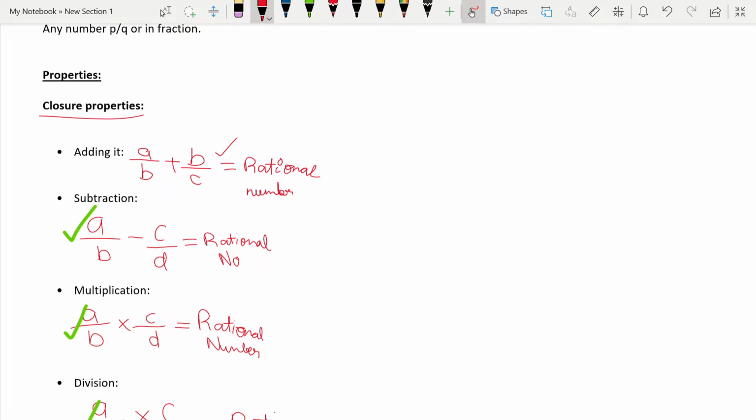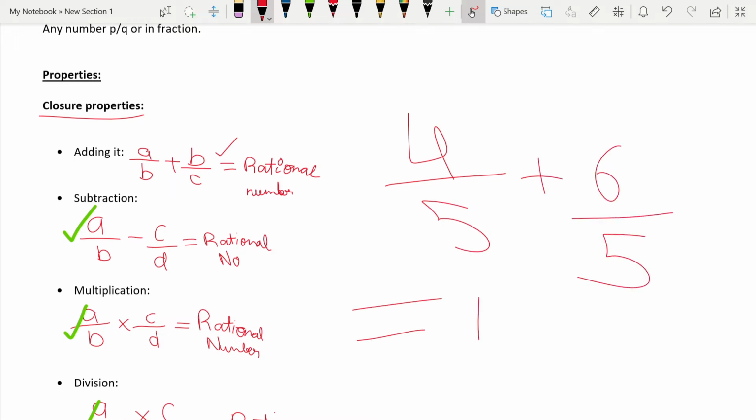Now adding it can be a by b plus c by d. Now this is right. We can try this. 4 by 5 plus 6 by 5 is going to equal 10 by 5. Now this was the only example I'm going to do. The others, you can do them by yourself, but they will be right.